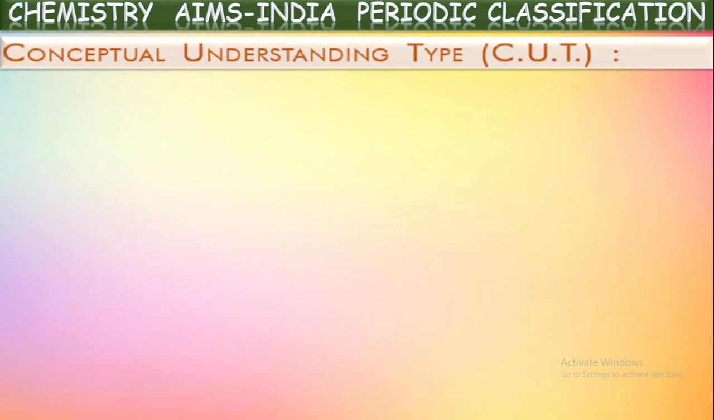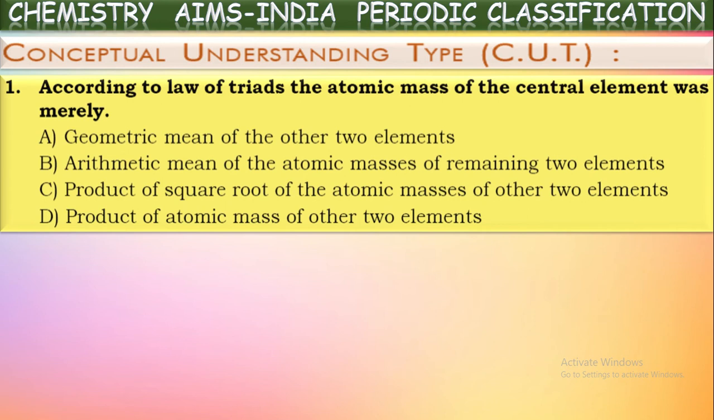First, let us go through the conceptual understanding type questions. The first question: according to the law of triads, the atomic mass of the central element was merely... The law of triads was proposed by Dobereiner. According to him, when we arrange these three elements in increasing order of their atomic masses, the atomic mass of the middle element, or central element, is nearly equal to or equal to the arithmetic mean of the atomic masses of the remaining two elements, isn't it?